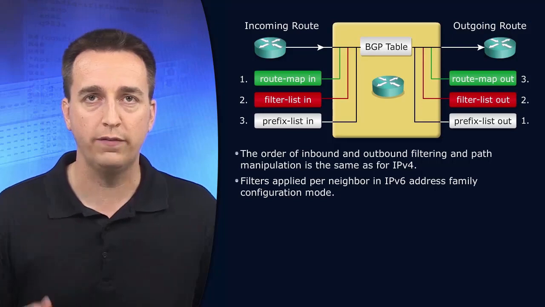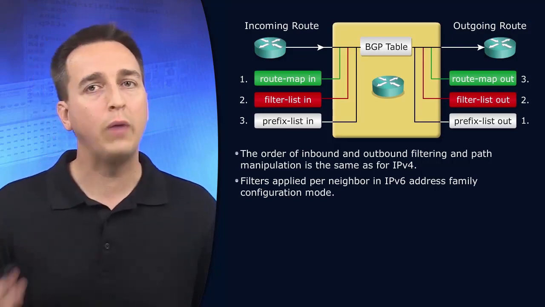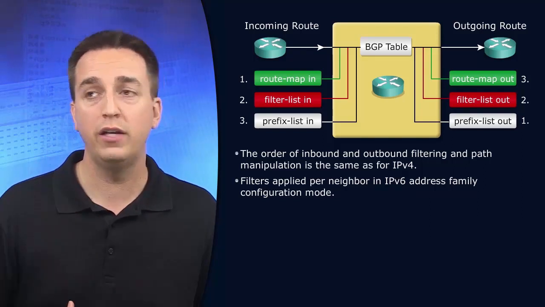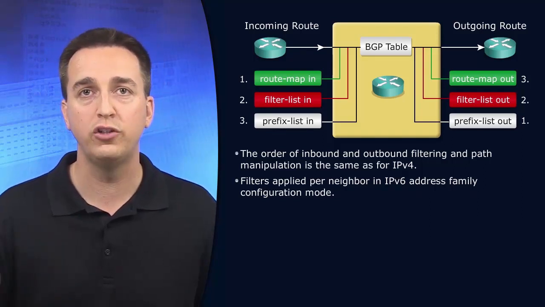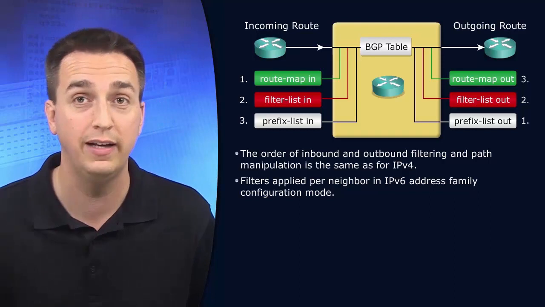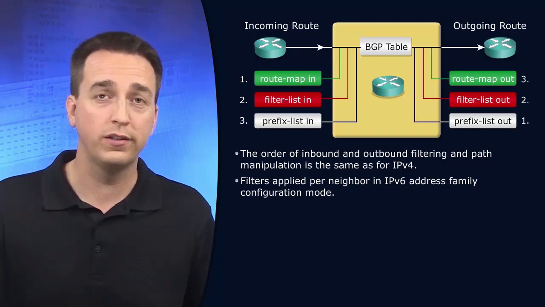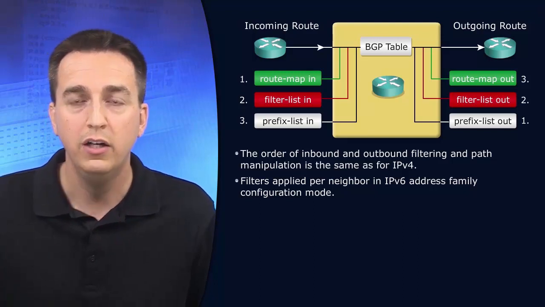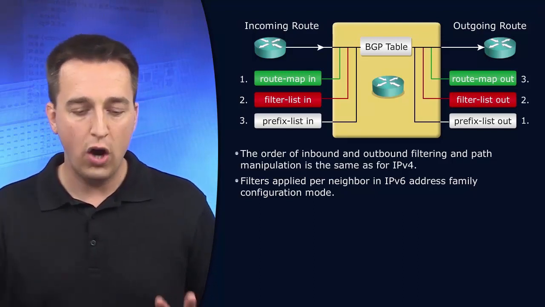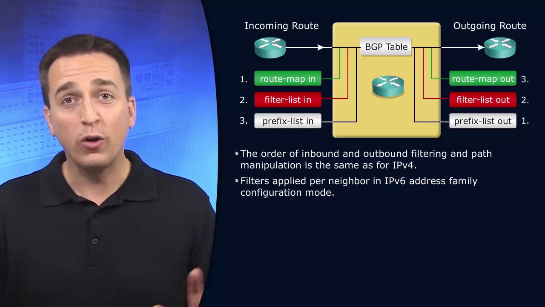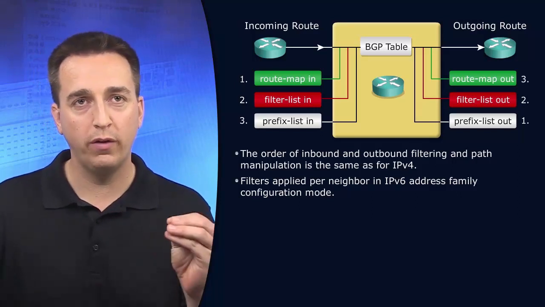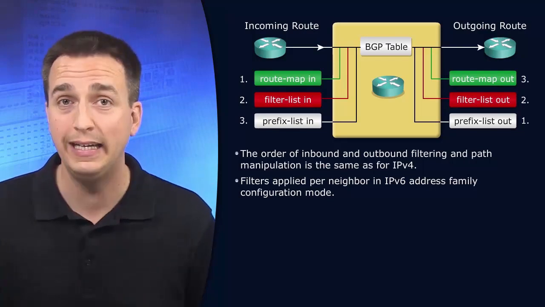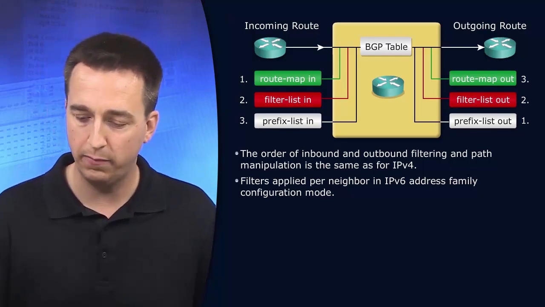Prefix lists are checked first, then filter lists, then route maps. So if all of a sudden that prefix list is filtering out information that you are trying to modify or change in a route map as it's being sent to that neighbor, well, the prefix list has already filtered it out. It's not even making it there. So again, you have to be aware of the order of operations here for filtering and processing those routes as they're coming in and out of our BGP table.